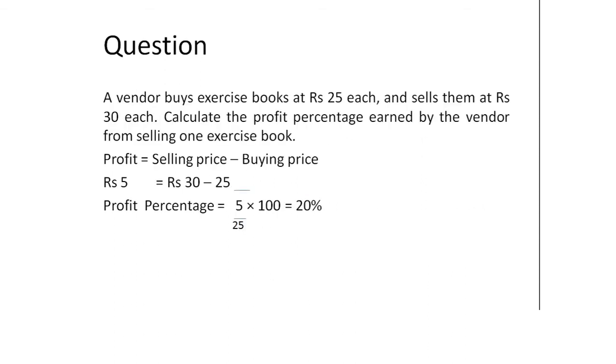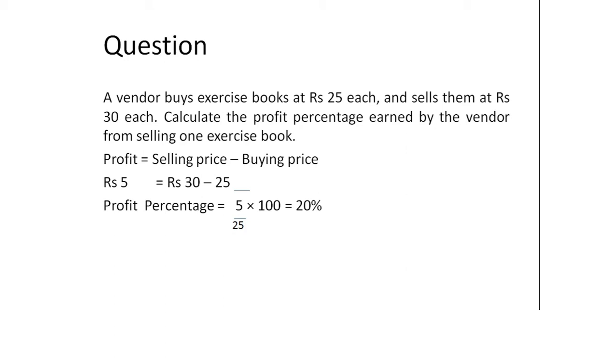A vendor buys exercise books at 25 rupees each and sells them at 30 rupees each. Calculate the profit percentage earned by the vendor from selling one exercise book. First we have to find the profit. Profit is selling price minus buying price. 30 rupees minus 25 is 5 rupees.